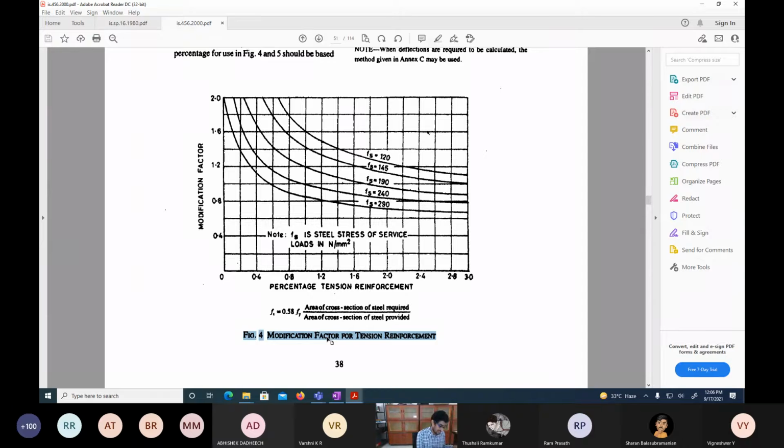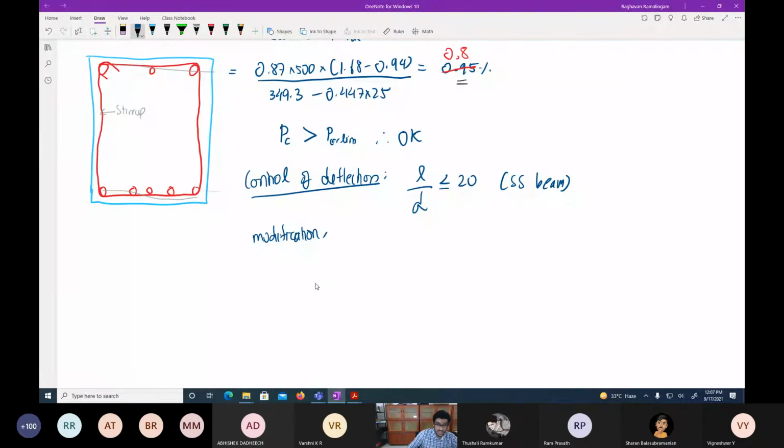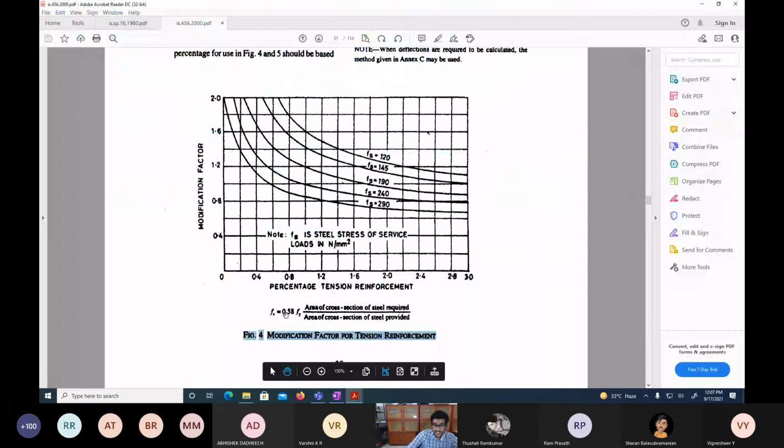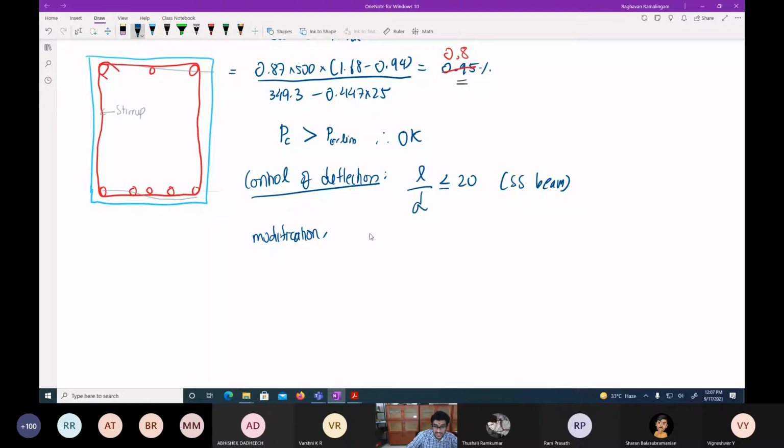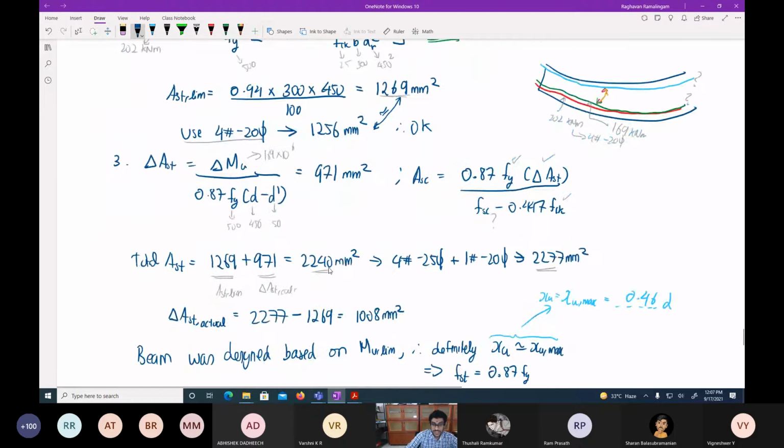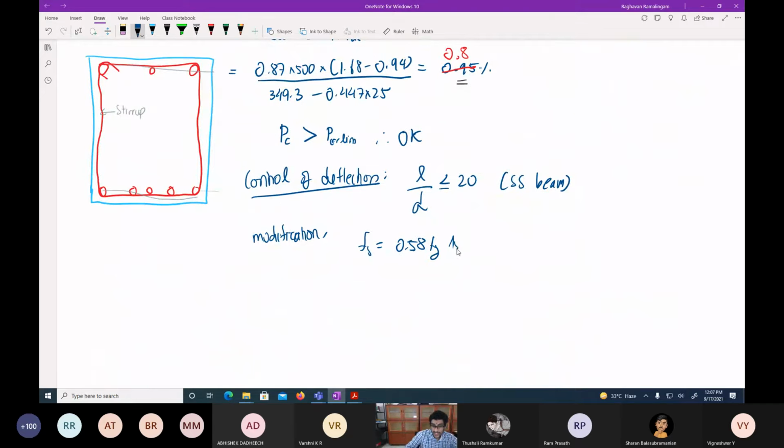Okay, so I'll just show it now. For my problem which I have taken, I will first calculate this value, Fs equal to 0.58 Fy into area of cross section of steel required by area of cross section of steel provided. Let me just find that out. The area of steel required was 2240, shown here, and we provided 2277. So that is the ratio we take. So Fs equals 0.58 into 500 into 2240 by 2277.